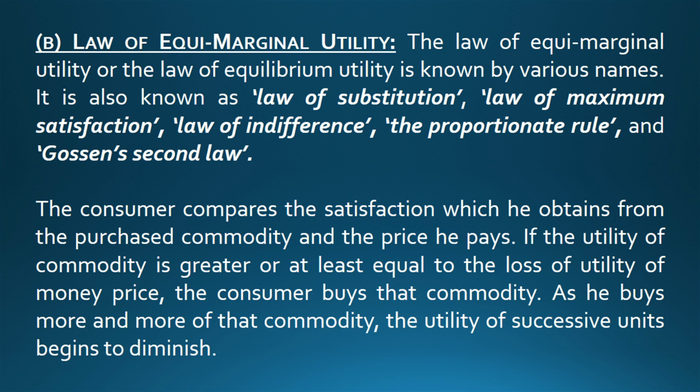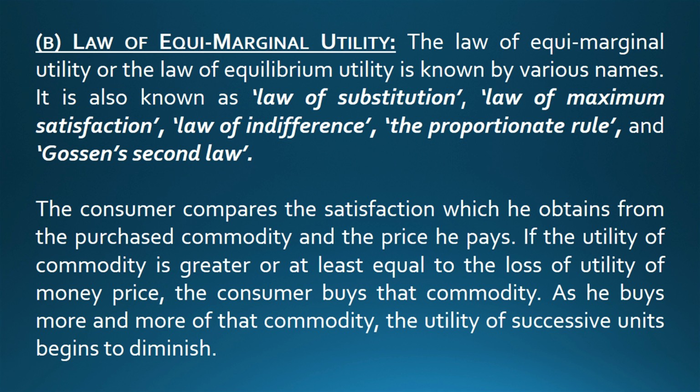B. Law of Equi-Marginal Utility. The law of Equi-Marginal Utility or the law of equilibrium utility is known by various names. It is also known as law of substitution, law of maximum satisfaction, law of indifference, the proportionate rule, and Gauss's second law. The consumer compares the satisfaction which he obtains from the purchased commodity and the price he pays.